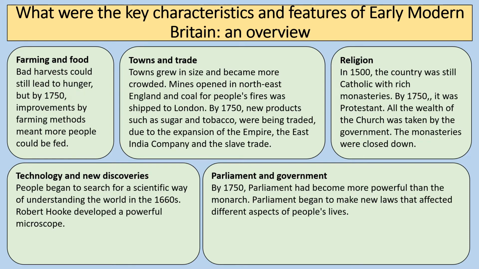And by 1750, England or Britain is a Protestant country. The wealth of the church is taken by the government and the monasteries will close down. New scientific discoveries begin to be made. This time period is known as the Renaissance, so lots and lots of new scientific discoveries. Robert Hooke developed a powerful microscope in the 17th century.